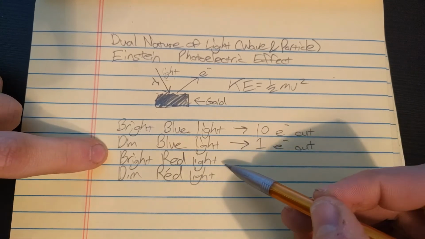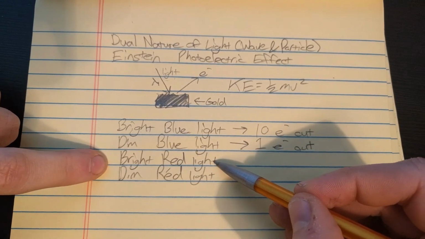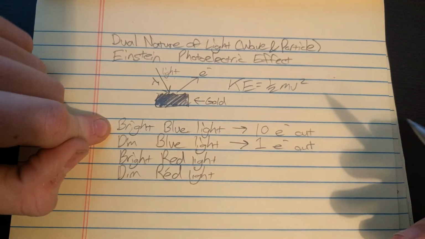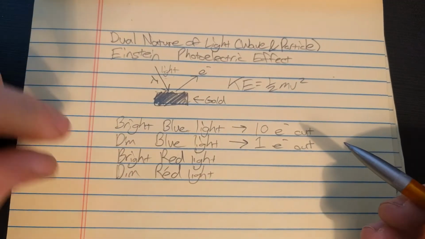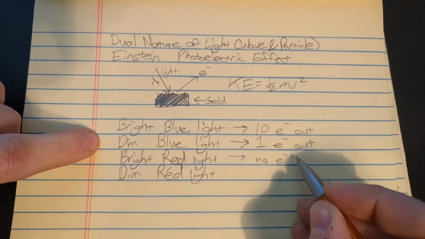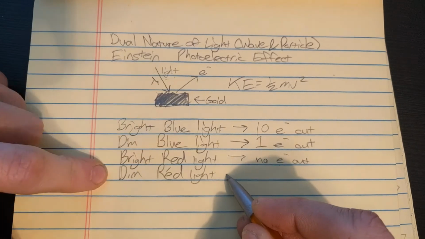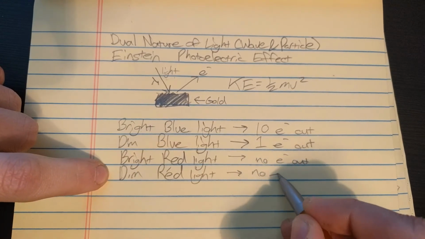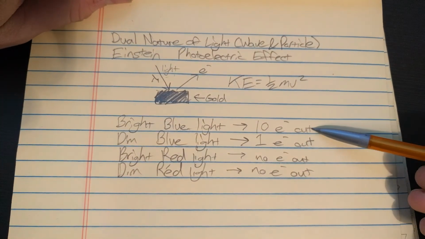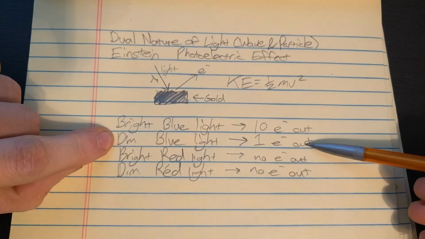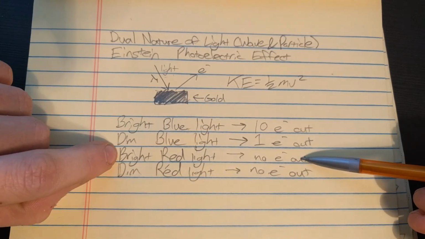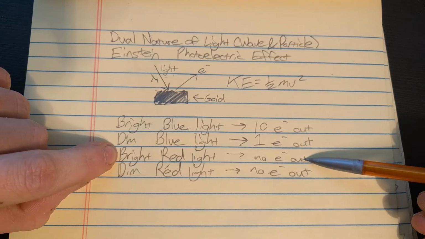Now, you perform the same experiment with red light. Even if the red light is just as intense as the blue light, just as bright, say, as the blue light, it was found that you get no electrons out. And you dim the red light down, you still get no electrons out. And so this was weird. With dim blue light, you get electrons out. But if you shine really, really bright red light on it, well, then you get no electrons out.